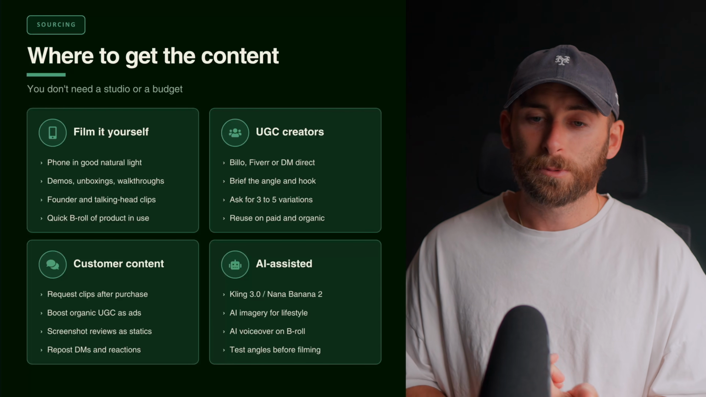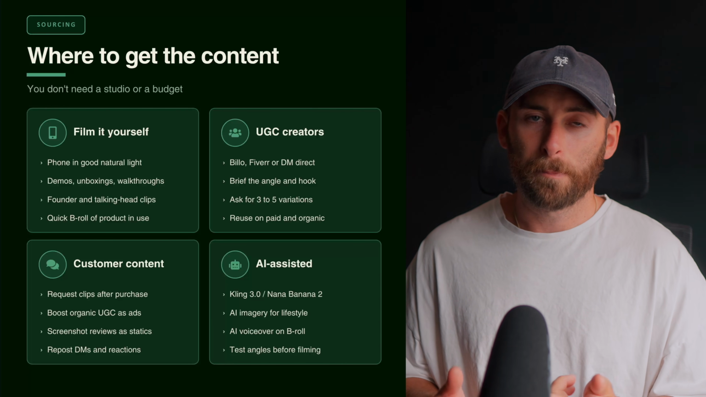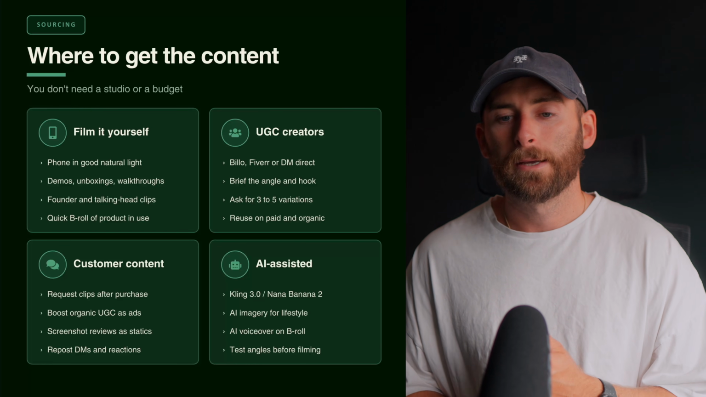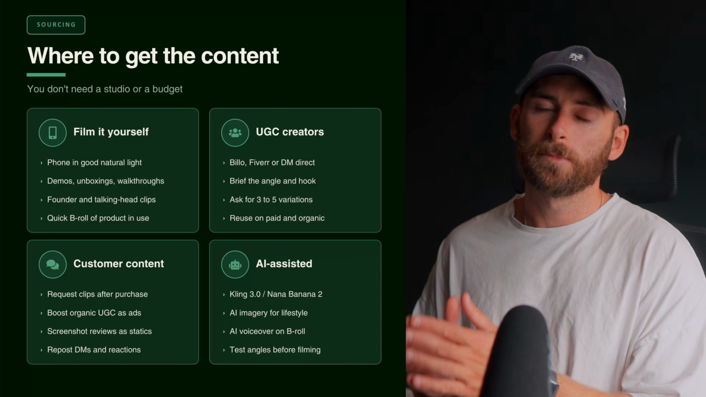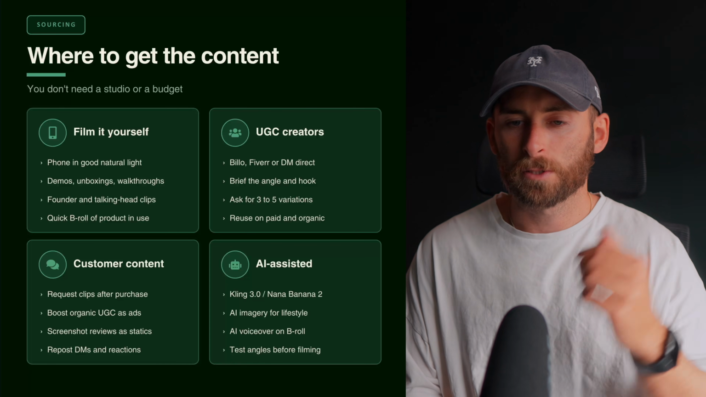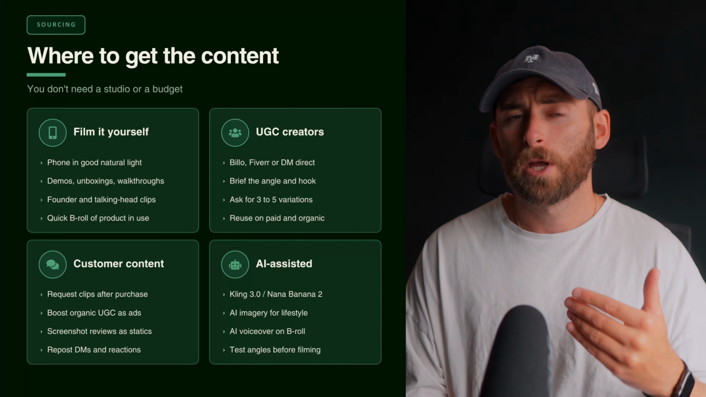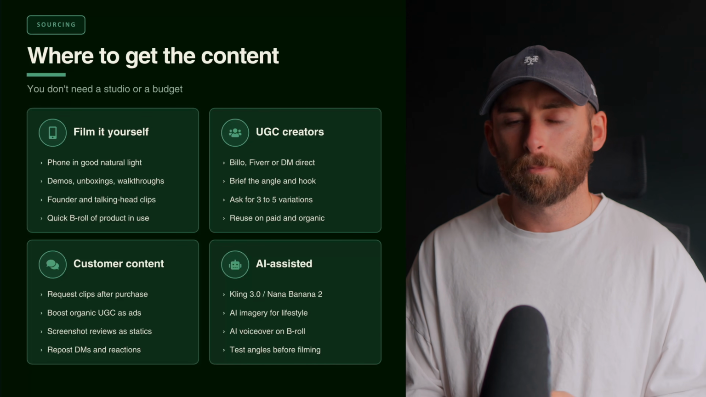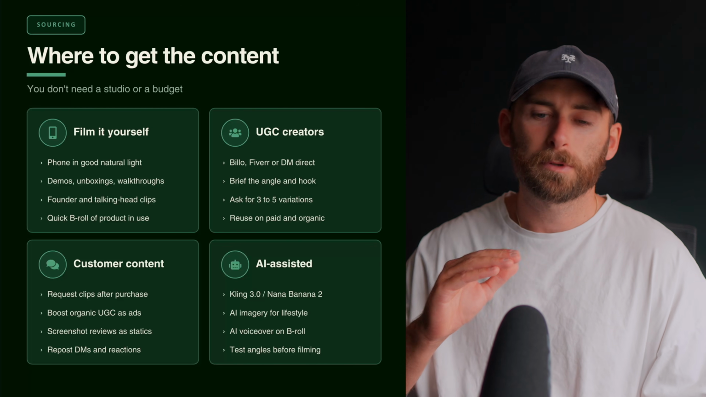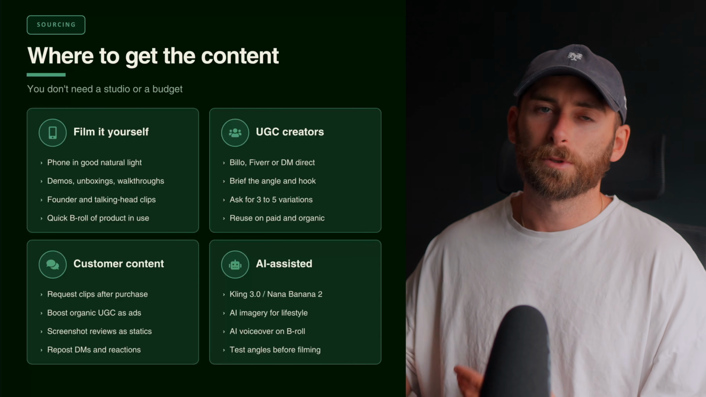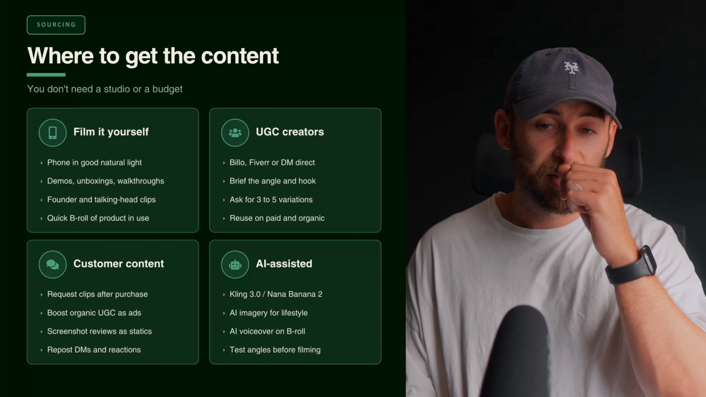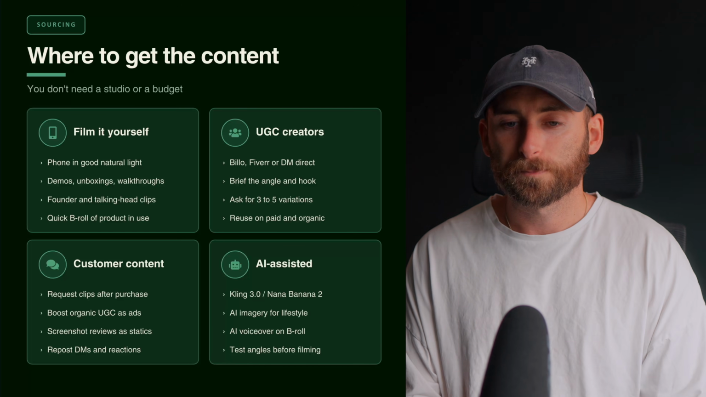The other way of doing it is we can look at platforms like Billo, Fiverr, Shopify Collabs, SocialCat, or you can just DM them directly on platforms like Instagram or TikTok. Reach out to them, follow them, engage with them, start going back and forth, liking their posts, commenting. Don't just send them a blunt DM. We want to treat these people as friends, build that rapport back and forth.